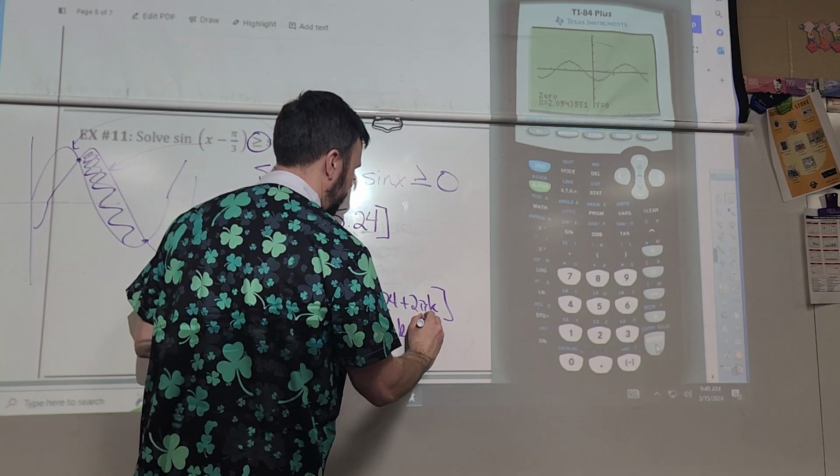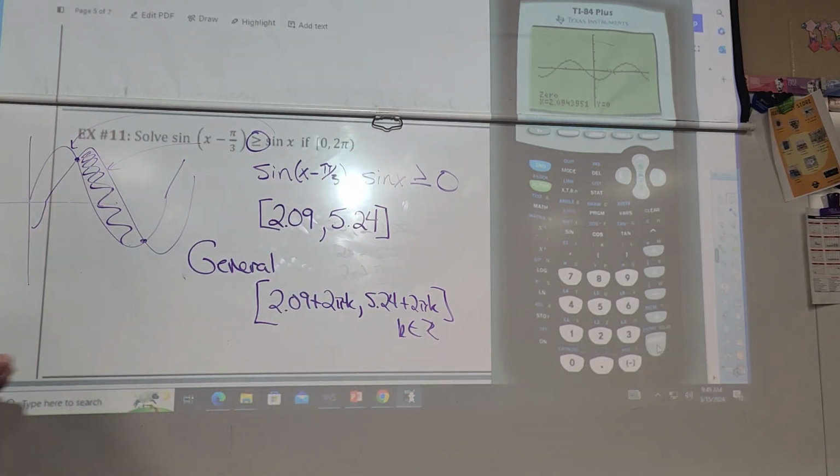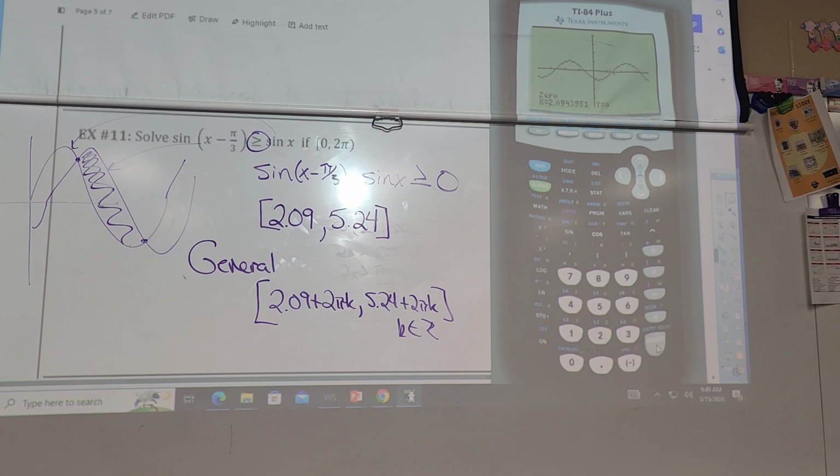Okay, that'll give me all solutions. That's everywhere on the graph. That's all my intervals where one's bigger than the other. Where this one is bigger than that one.